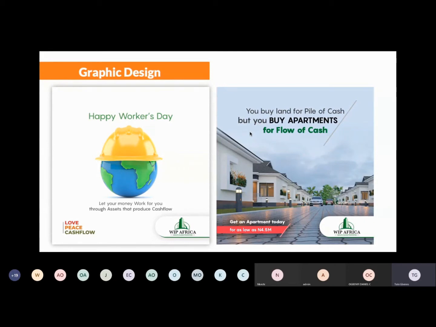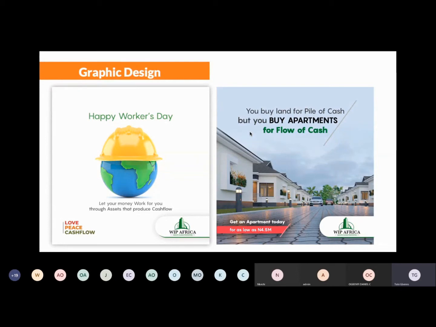But for them to sell a one bedroom apartment to someone is 4.5, meaning they will make more money. So they have finished selling land, but they now want people after buying land to buy apartments. That means they should buy a house on top. Now, can you read it? It says you buy land for a pile of cash, but you buy apartments for a flow of cash. Now it says get an apartment today for as low as 4.5 million. So they are not just trying to sell you land again, they are trying to sell you an apartment.